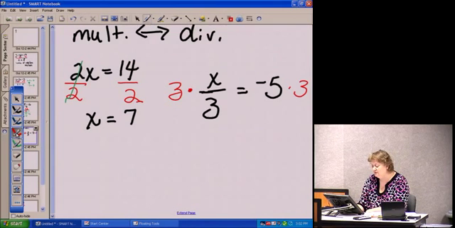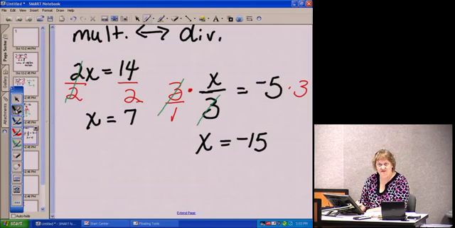And remember, this 3 is really 3 over 1. I won't generally write that 3 over 1, but I wanted to here for you to see that what we're really doing is dividing by 3 and multiplying by 3. Those 3's cancel. And we're left with 3 divided into 3 is 1. 1 times x is x. And then on the other side, that 3 is about to disappear there, but it's -5 times 3, which would give me -15.